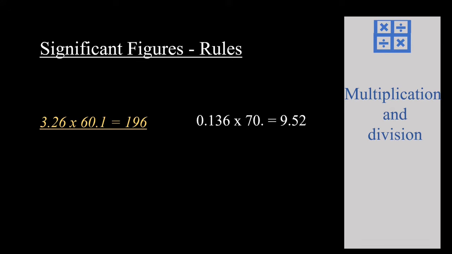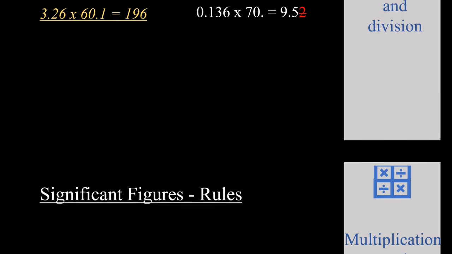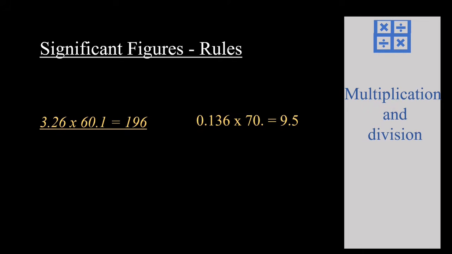Now the calculator gave me this answer, which is 9.52, which is a number of 3 significant figures. So we have to cancel out the 2 in order to convert this to a 2 significant figures number. So our final answer should be 9.5.